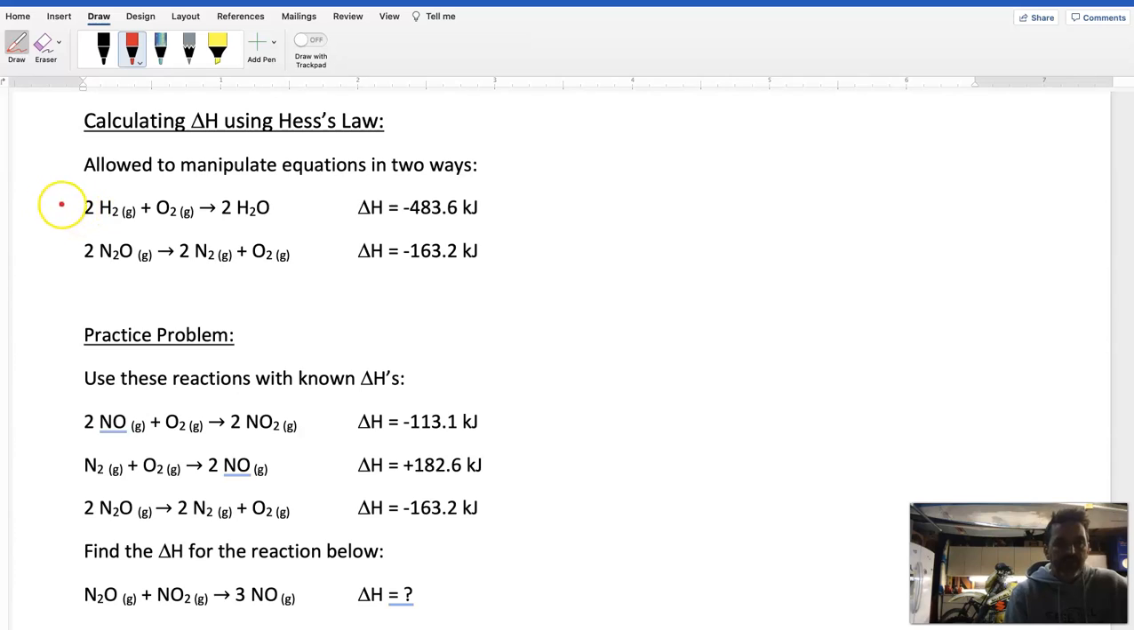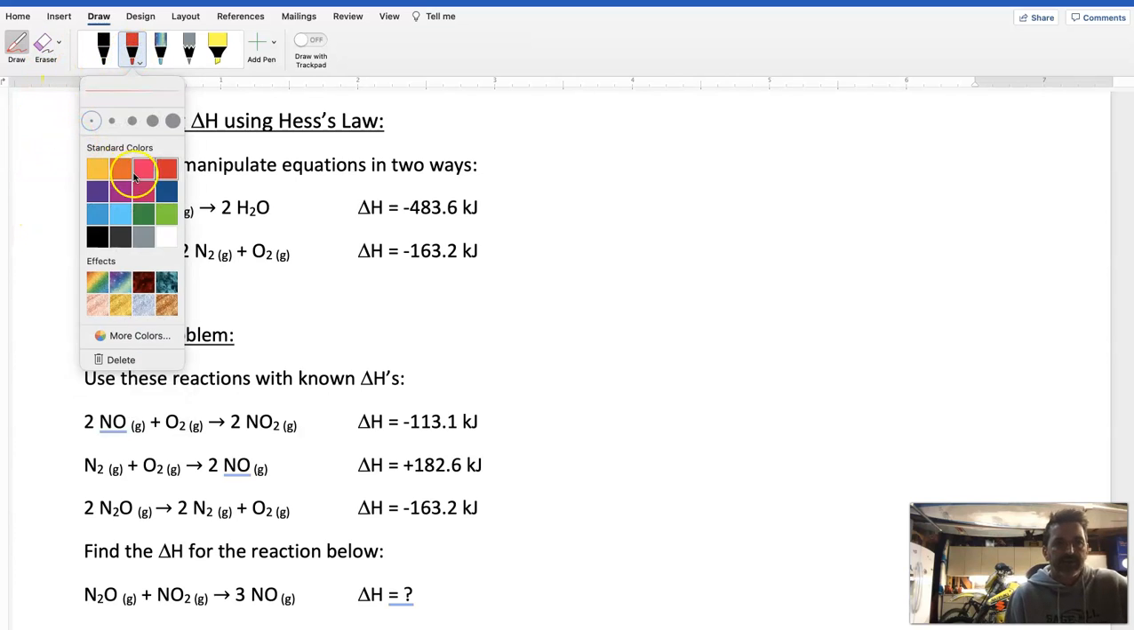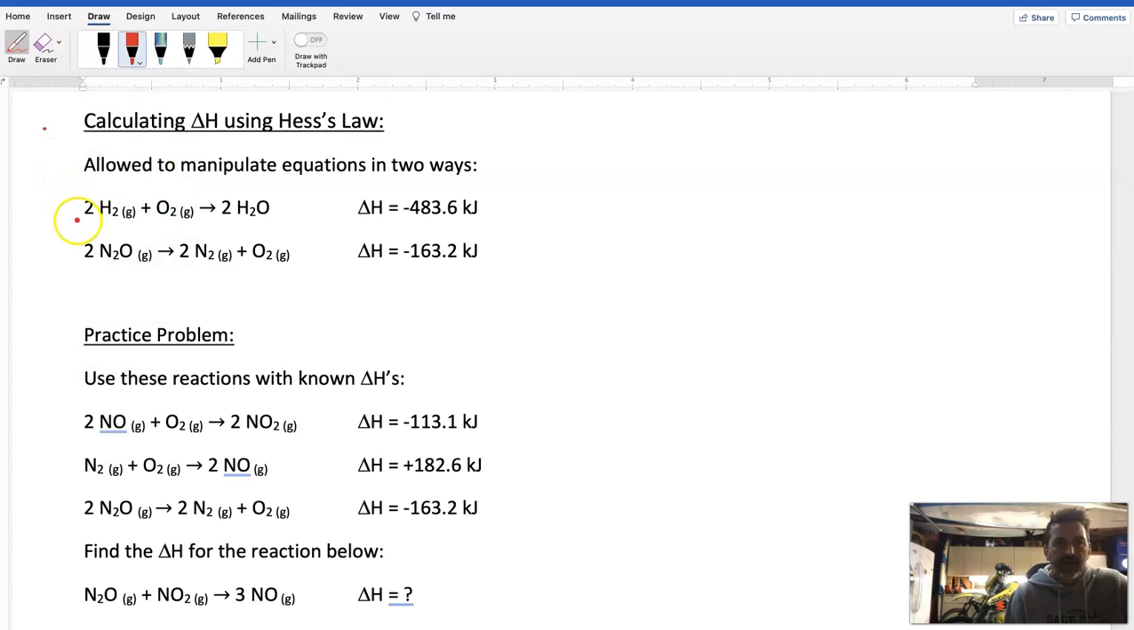So let me just show you using these two reactions up here. This isn't necessarily how we solve a problem, but what I'm going to show you is things you're allowed to do to the equation. So this is perfectly legal. We can do this, and the reason why you want to do this is you want to manipulate the equations to get whatever equation you want. That's going to make more sense in a minute, but I'm just going to show you what you're allowed to do.